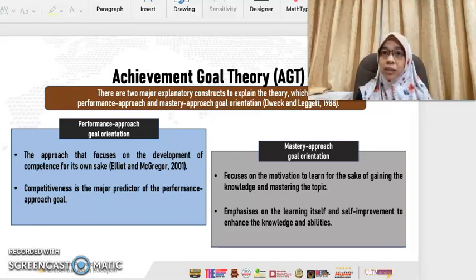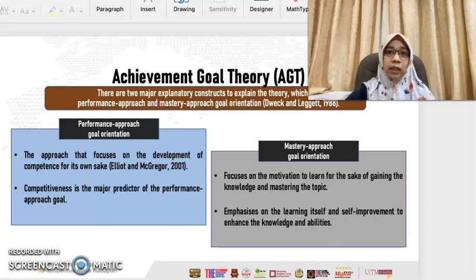Therefore, the mastery approach emphasizes the learning itself and the self-improvement put in by the students so that they can enhance their knowledge and ability. In short, with the performance approach goal orientation, you acquire the knowledge because you want to improve your performance. On the other hand, with the mastery approach, students acquire the knowledge because they want to gain the knowledge itself, or because they want to master that particular topic.